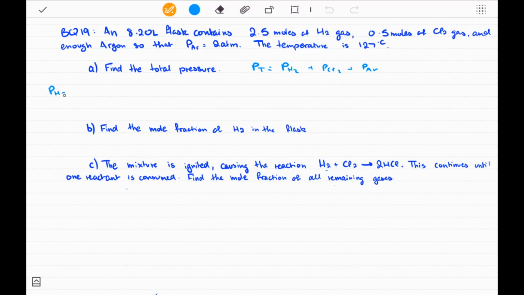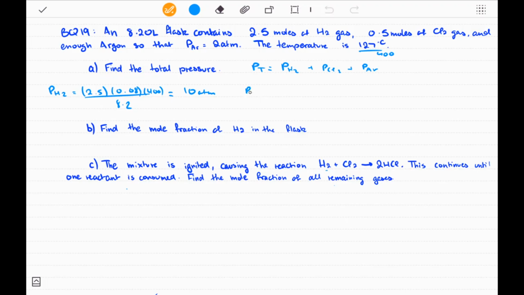The pressure of hydrogen is going to be equal to the number of moles of hydrogen, 2.5, times R, which is 0.08, times the temperature in Kelvin. Kelvin is 400. Over the volume, which is 8.2. And you should get the pressure of hydrogen to be approximately 10 atmospheres. You round to 2 significant figures because the pressures that we have here are in 2 significant figures.